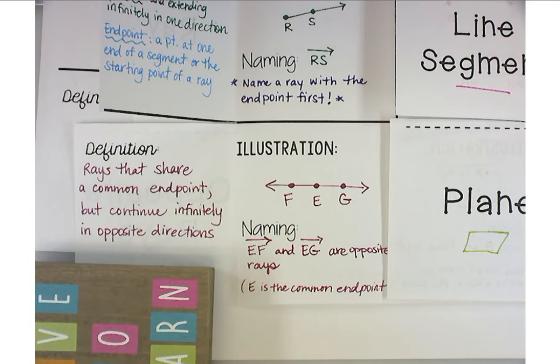Let's say it all together. What's going to be first? The endpoint. Okay, we'll try it again. What's going to go first? The endpoint. That's really important. You can see that we put a little star on that and the one above it. So EF and EG are your opposite rays, and E is the common endpoint for that one.